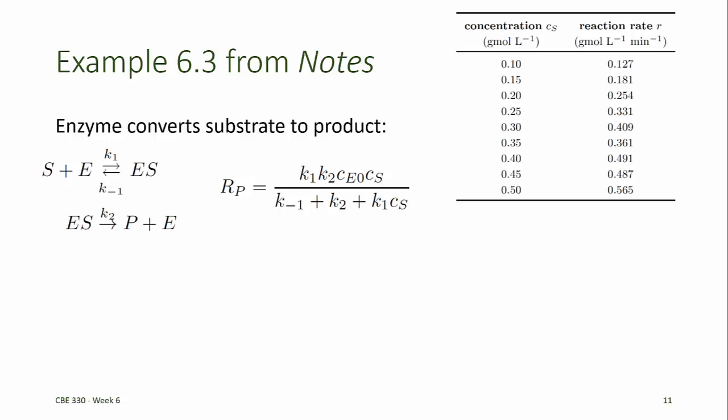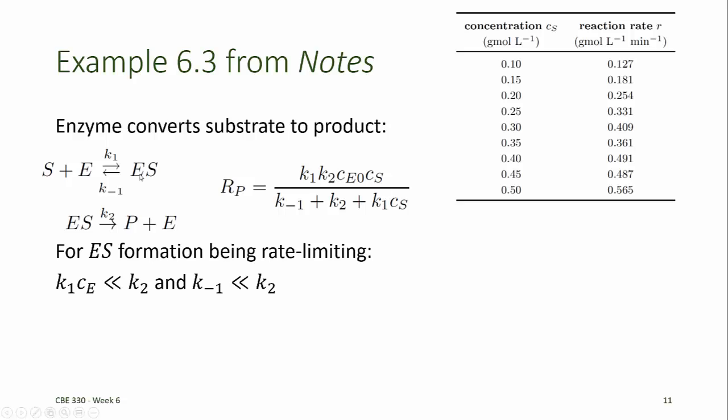In this example, which is example 6.3 from the notes, we'll apply linear least squares regression to fit a model of enzyme kinetics to some experimental data. This model is derived by assuming that there's a reversible reaction between a substrate and an enzyme to form an enzyme-substrate complex, which in a second step decomposes irreversibly to a product and the free enzyme. This results in a kinetic expression for the rate of production of the product shown here.